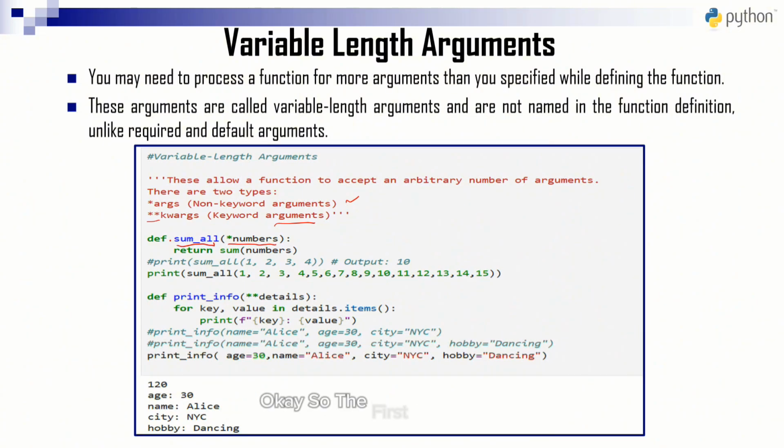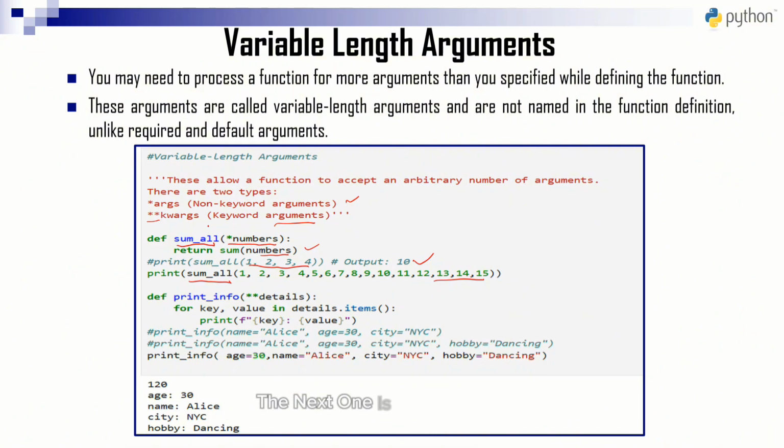Okay. So the first one is sum underscore all asterisk numbers. Here I am not writing fixed variables, since I don't know how many variables I want to sum, right? It can be 2, 3, 4, more than that. So return sum, I am passing numbers as the parameter. Now if I am calling the function sum all and I am passing 15 values, I will get the output. If I am passing only 4 values, I will again get the output. So that is what a variable length argument is.